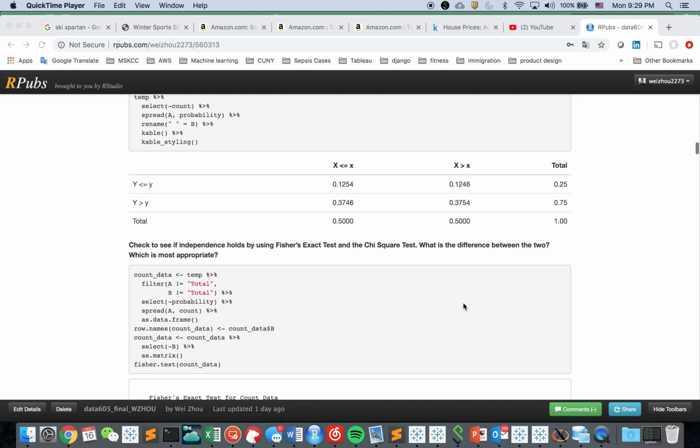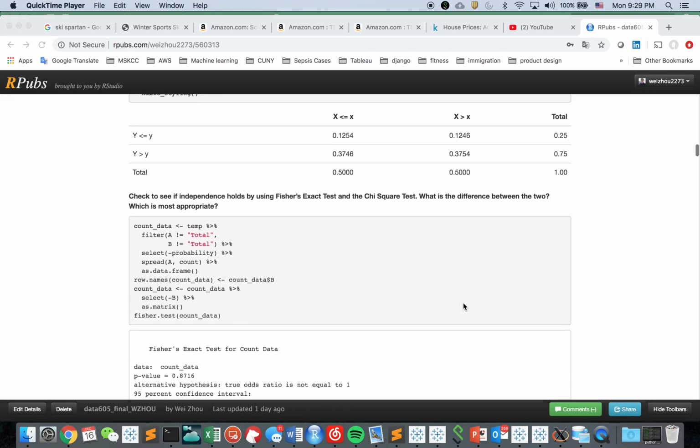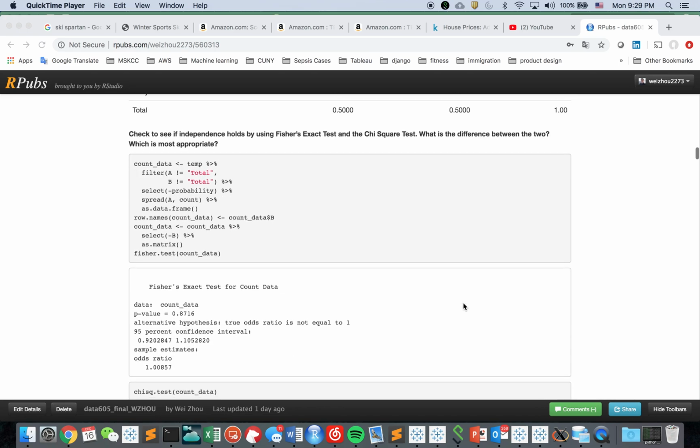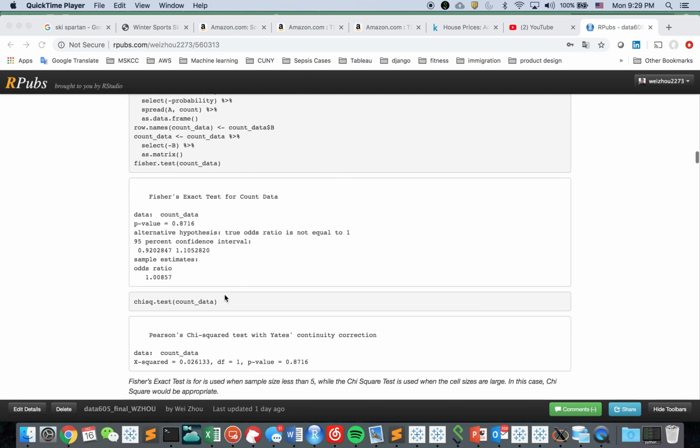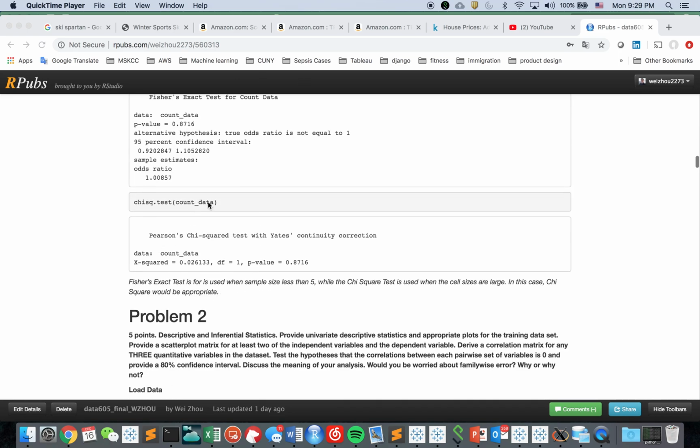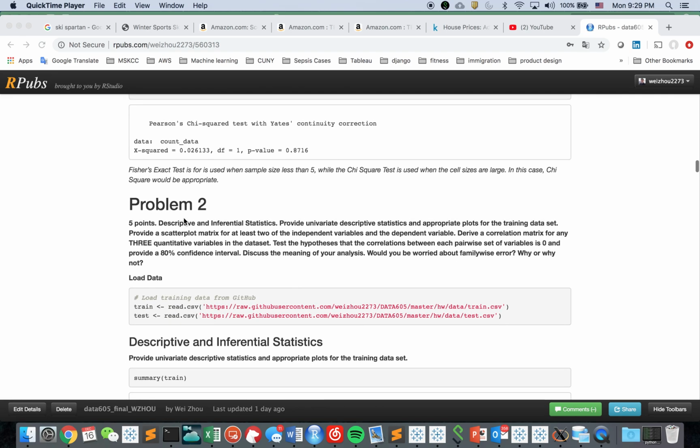Check to see if the independence holds by using Fisher's exact test and the chi-square test, and what the differences between the two are, and which is more appropriate. So here are the results, and the difference is that Fisher's exact test is used when the sample size is less than 5, and in this case the sample size is 10. So using the chi-square test is more appropriate in this case.